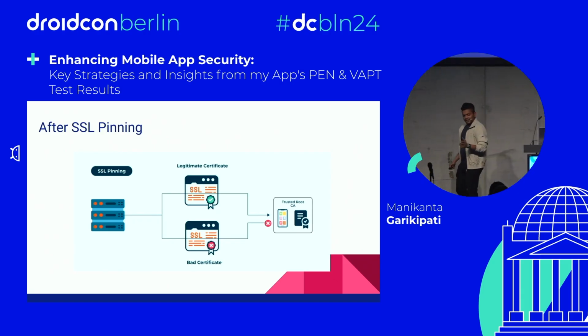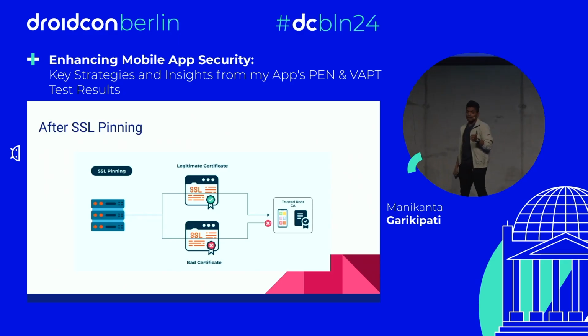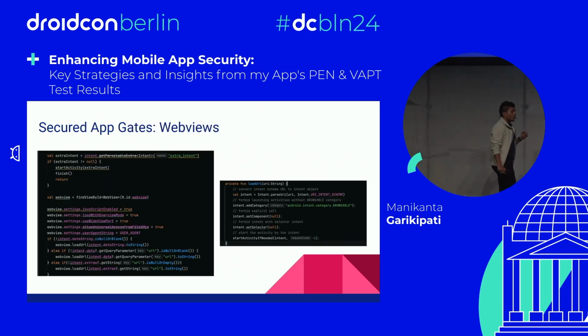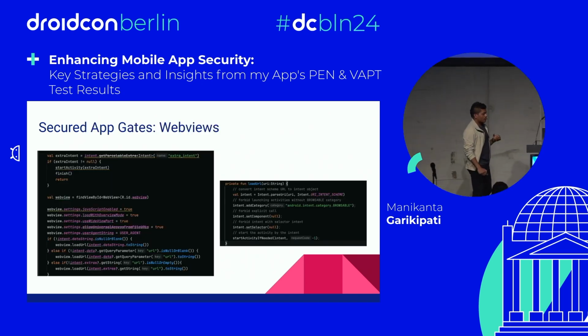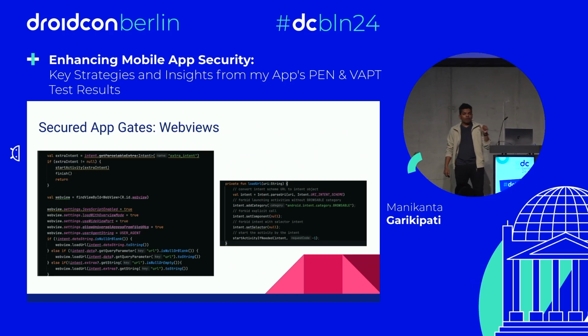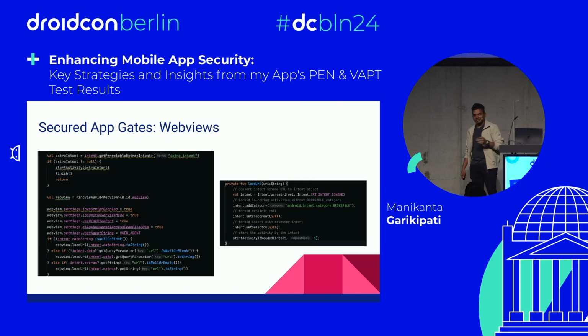So after SSL pinning, as I just mentioned, whenever you do the verification, no one can bump into the system by being a man in the middle. And you always make sure the certificate being provided is legitimate. That's a quick check. Then you have another item which we always keep looking at, which is securing your app gates. Web views are really a thing. Whenever you use web views, you need to be really careful about web settings security, like when you create web view settings, JavaScript enabled set to true.